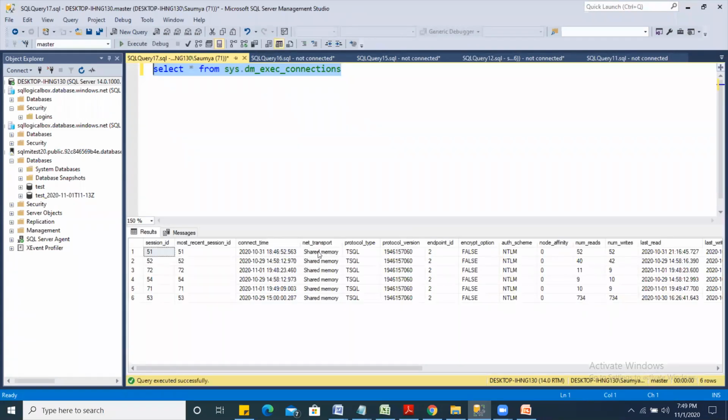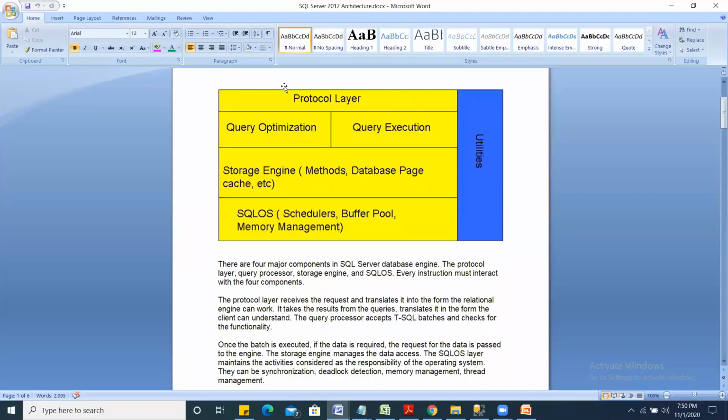See here. The sessions that I have established to this instance are all connected using the shared memory protocol, because my client and SQL Server both exist on the same machine, on the same physical server. So that is the case here. That's why I told you. So we are clear with the protocol layer, right? Any question here?